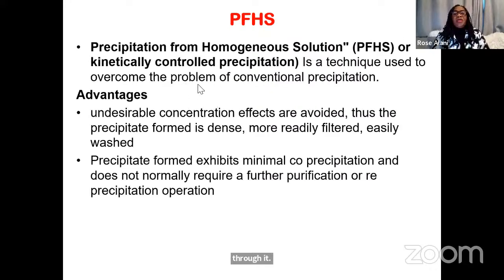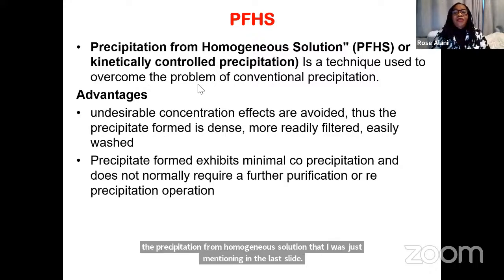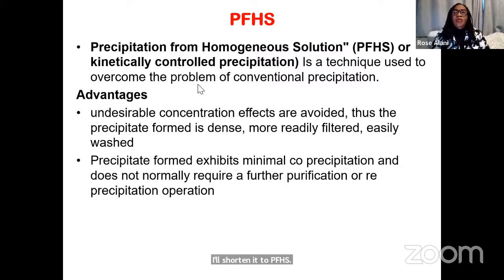Now, the precipitation from homogeneous solution that I was just mentioning in the last slide, I will shorten it to PFHS. It's otherwise called kinetically controlled precipitation. It's a technique used to overcome the problem of the usual precipitation errors.